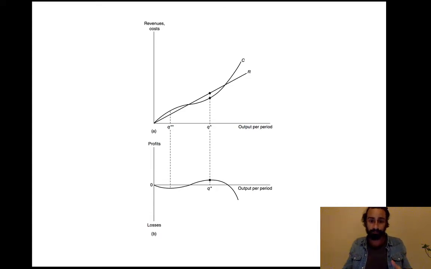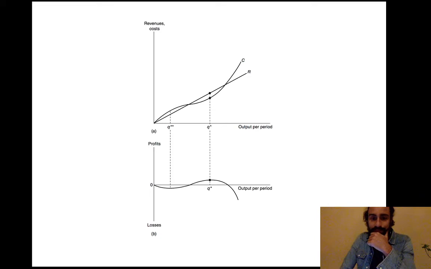So what does it mean for the marginal cost to equal the marginal revenue? When the marginal cost is equal to the marginal revenue, it means the slope of these two lines is the same, right? Because the marginal cost is the slope of the cost line, and the marginal revenue is the slope of the revenue line.